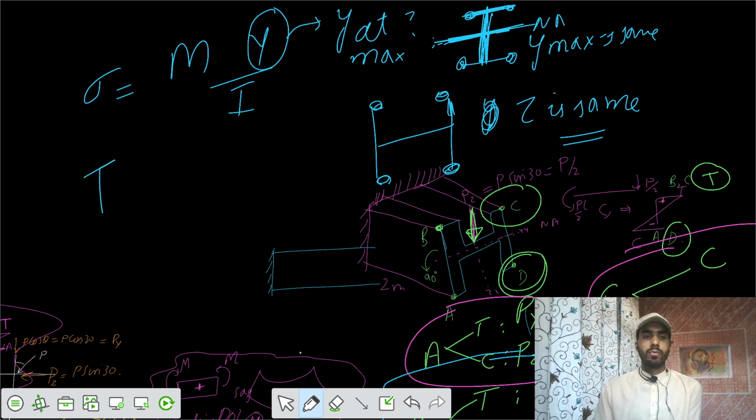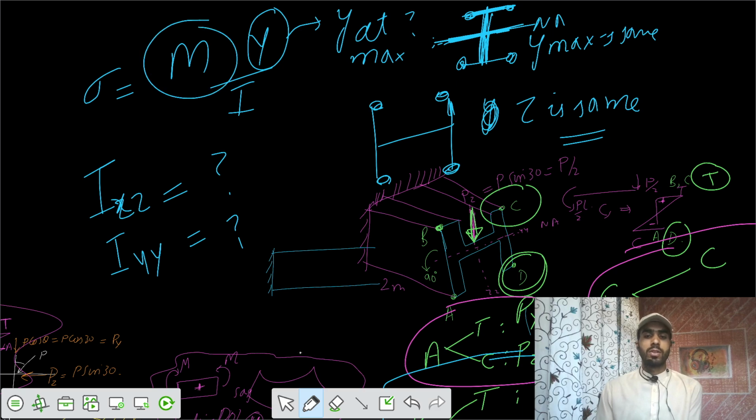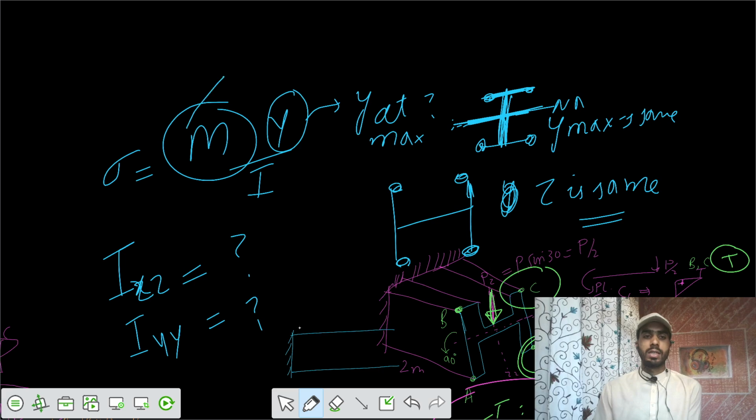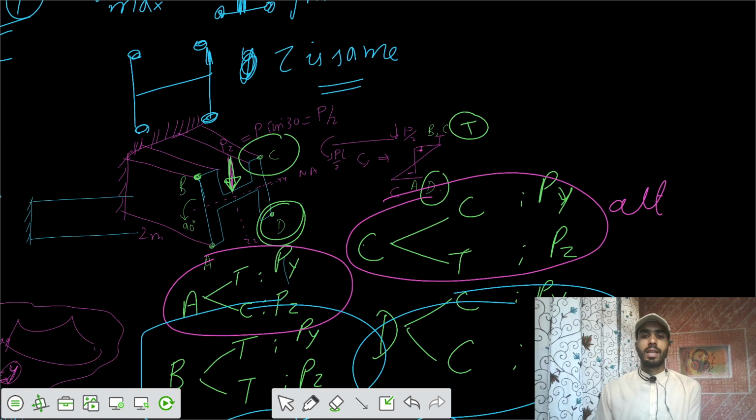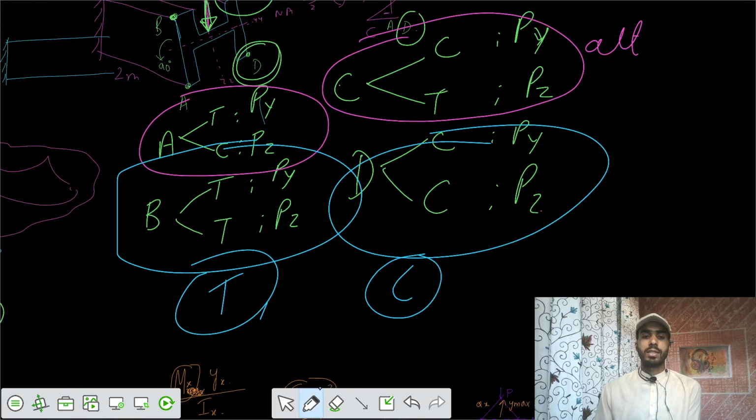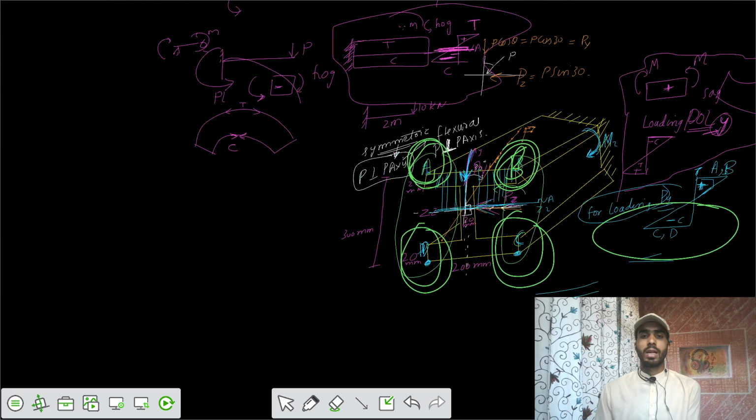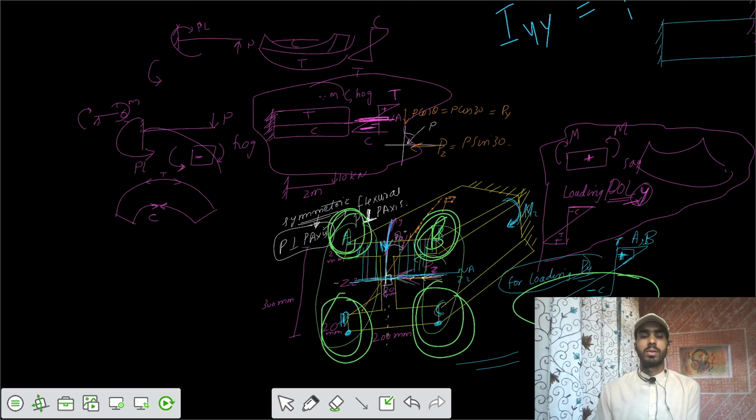You need to calculate Ix, or we can say IZZ, and you need to calculate Iyy, and that's also some constant value, and moment is also constant. That is a function of the component of the load along the particular direction into the length of 2 meters. So you just need to see the direction, whether it's compressive or tensile. So let's solve the problem now.